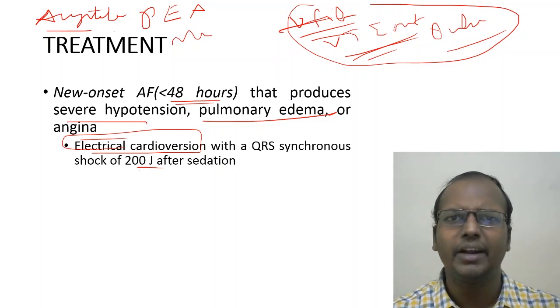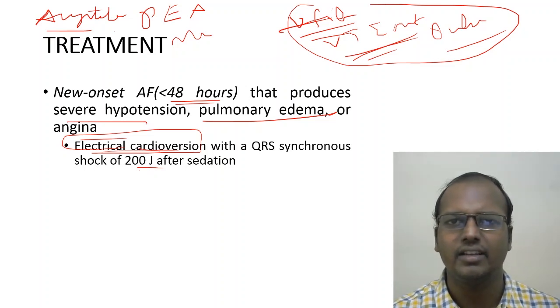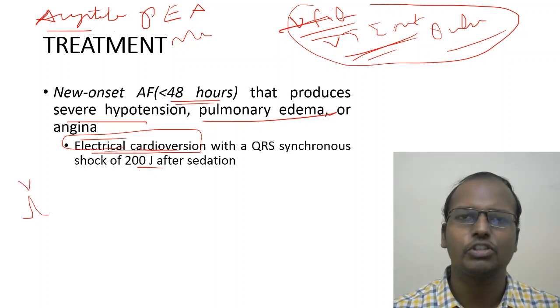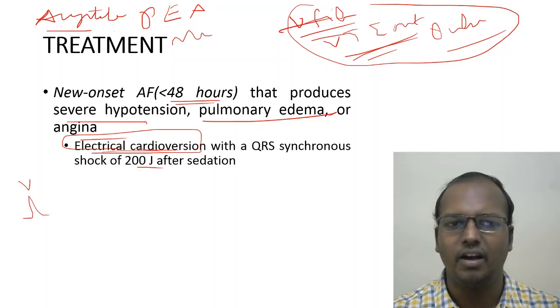What is the difference between defibrillation and cardioversion? We have discussed cardioversion in the atrial fibrillation treatment, right? In cardioversion, we synchronize the shock with the QRS. There will be a button called synchronize in the defibrillator machine. Then the QRS complex will be marked by the machine itself. It is automated. As soon as you press the synchronize button, the R will be marked and the shock will be delivered only during the QRS complex.